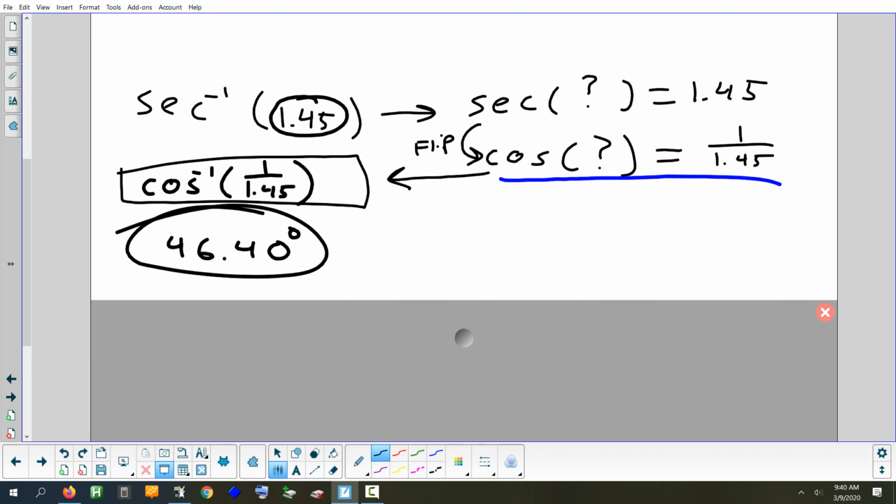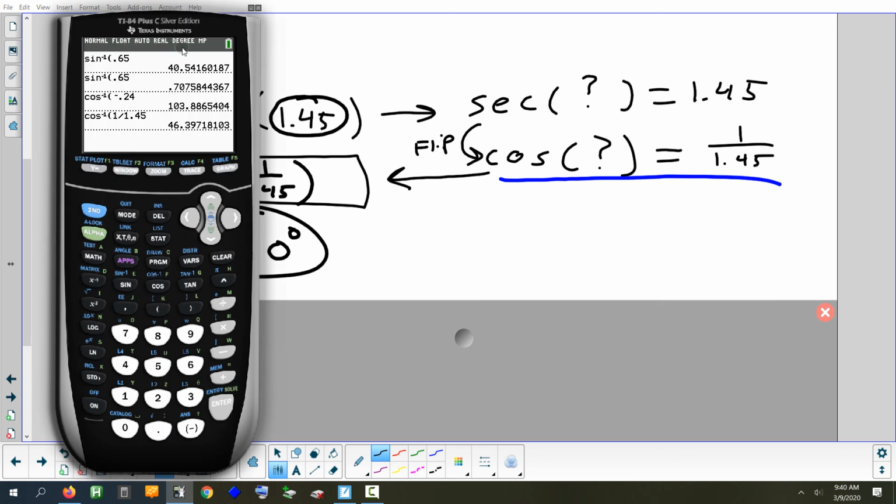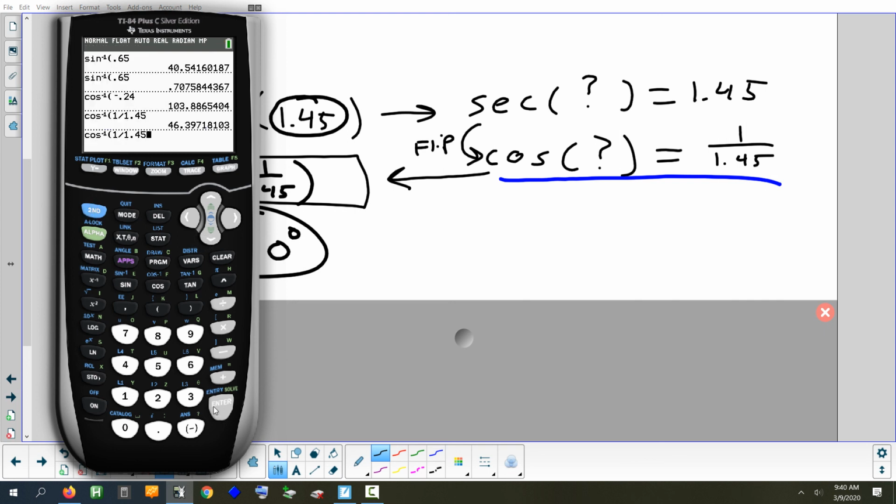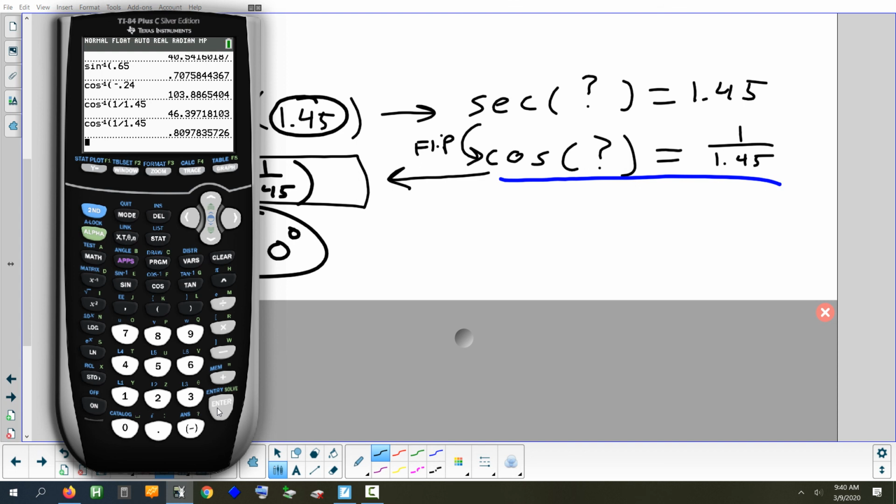Shouldn't it be like in radian? It depends. Was my calculator? No, my calculator was in degrees. That answer would be in radians if I did it like this. Radians. Second, enter. And now it would be 0.81 if you did it in radians.